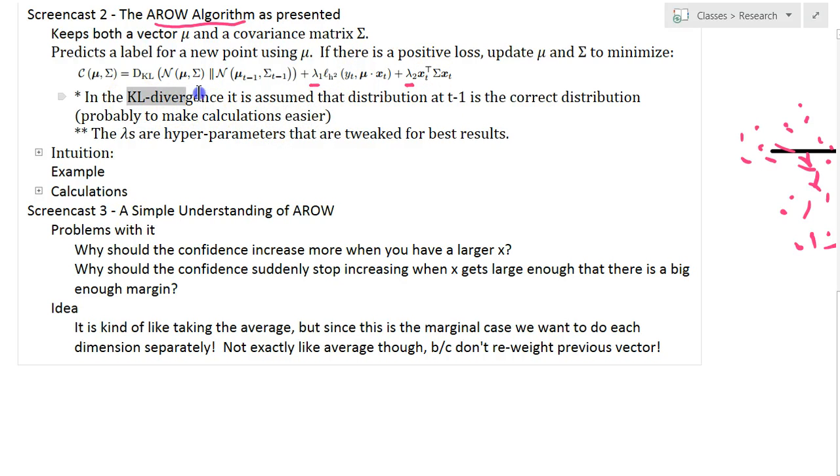Right, and so for the KL divergence, you assume that one distribution has the correct probability and one has the incorrect probability. In this case, the old one has the correct probability, and this is the incorrect one. And so that means that things are going to be easier to calculate, because most of the stuff will be in terms of these parameters, which have already been picked. So we'll have fewer terms that depend on the parameters we're trying to pick, and it'll be easier to minimize this.